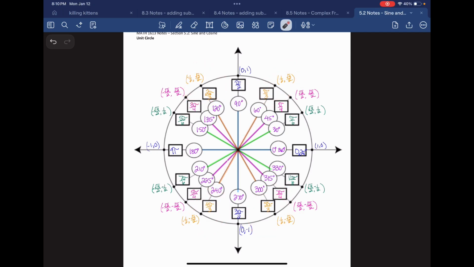All right, so if you're trying to copy this down, pause it here, copy it down, and move on.